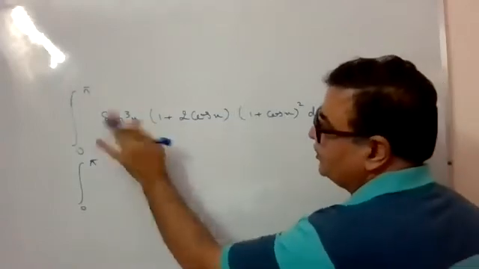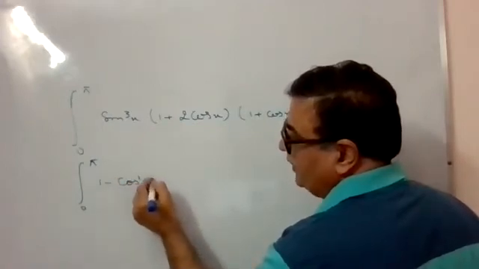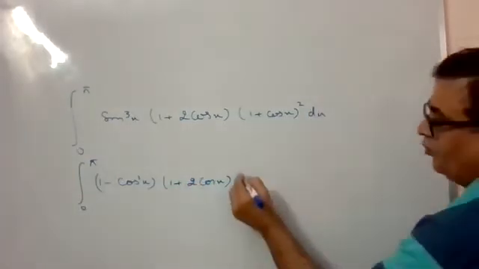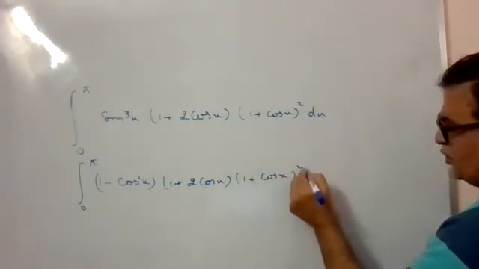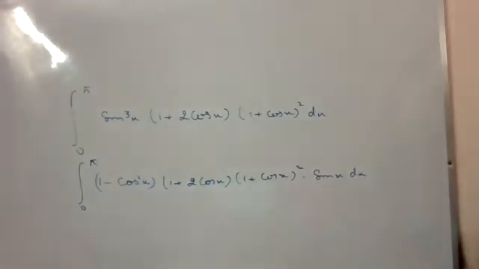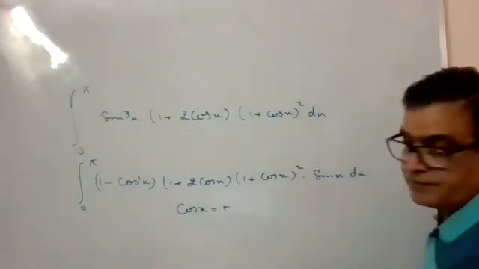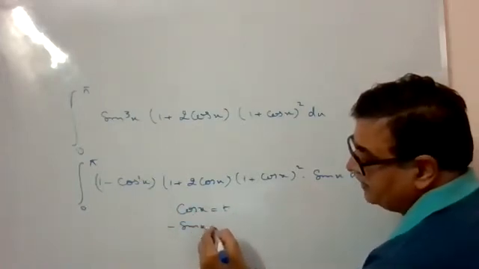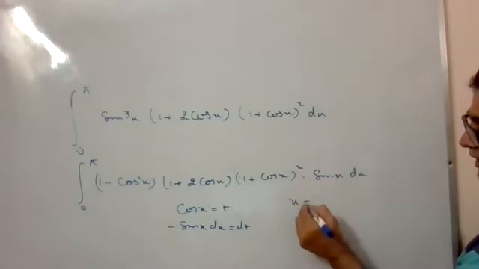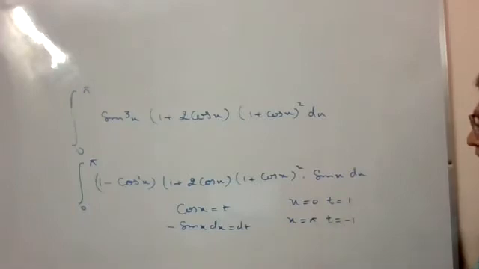These are in cos, so we'll try to convert this also into cos. So sin square x we will write as 1 minus cos square x, times 1 plus 2 cos x, and then 1 plus cos x whole square, and here one sin x remains. Then I take cos x as t. Then the derivative comes out to be minus sin x dx equals dt. When x is 0, t is 1, and when x is pi, t is minus 1.